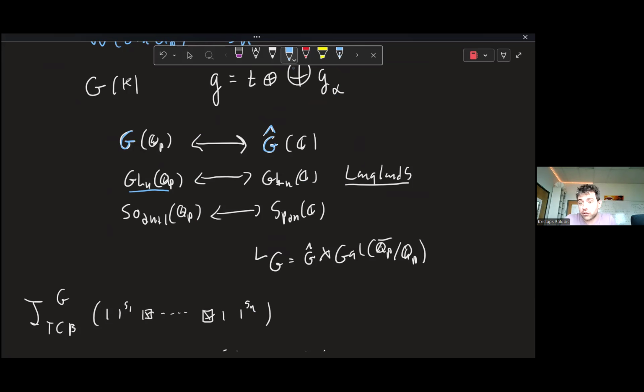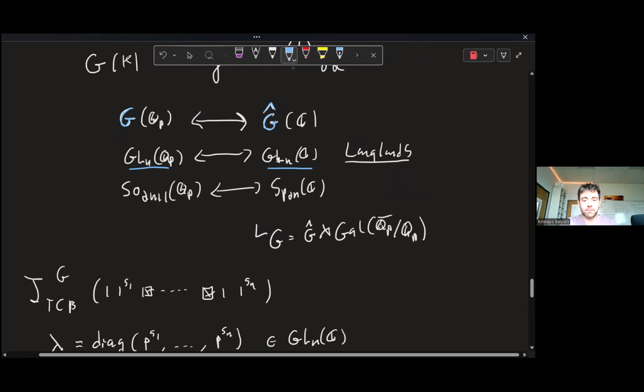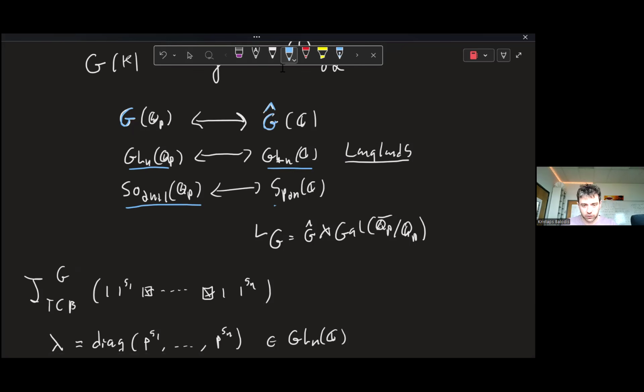For GLN, it's its own special friend. The dual group of GLN over Qp is GLN over C. But for some of them, there's a swapping. So for SO(2n+1) over the p-adics, its special friend becomes Sp(2n) over the complex numbers, and dually Sp(2n) over the p-adics has special friend SO(2n+1)... over the complex numbers. So they come in these dual pairs. Sometimes they're self-dual.